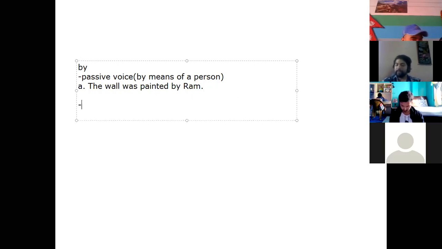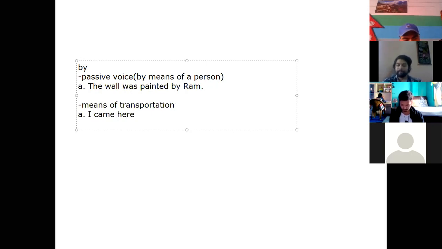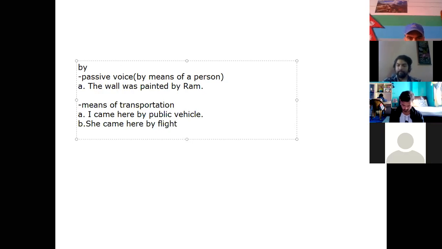Passive voice. Also, means of transportation. For means of transportation, we use by. For example, I came here by public vehicle. I came here by bus. I came here by flight. Flight, airplane, right? By flight.